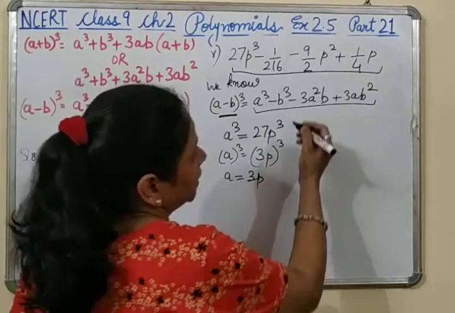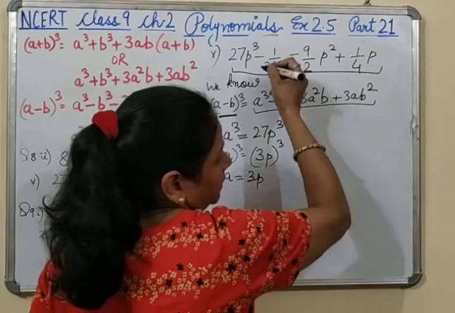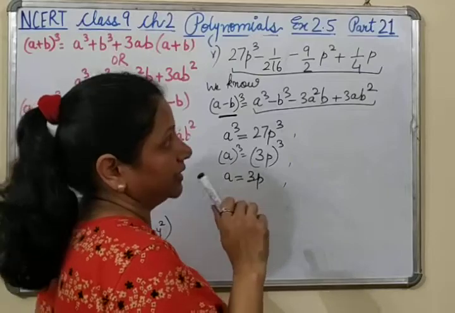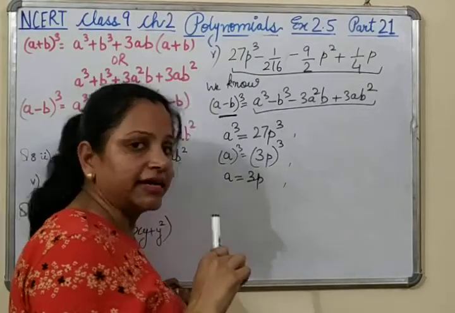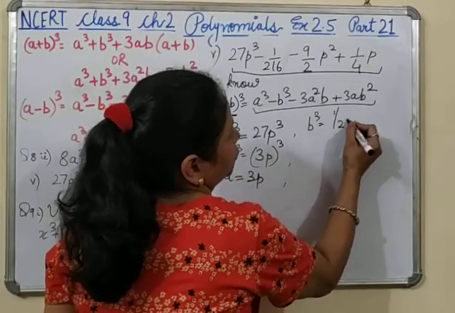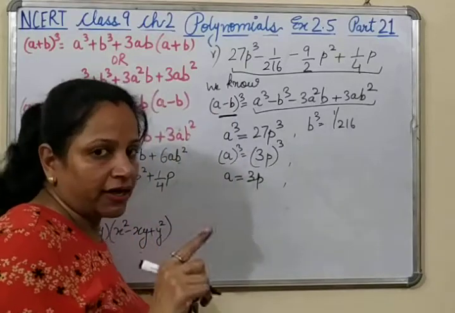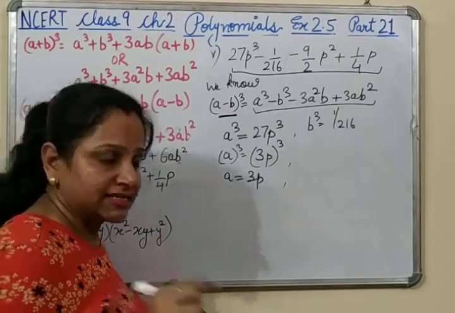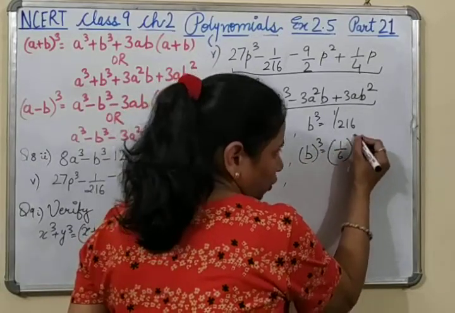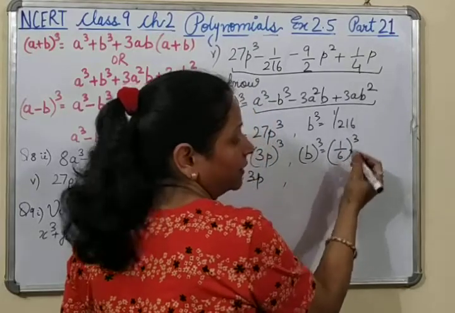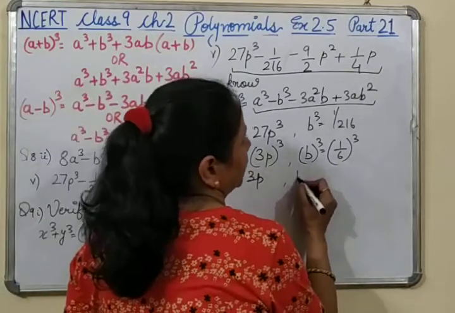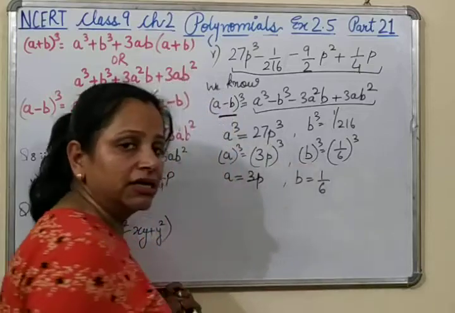Okay? Now let us compare b cube. b cube is not given here anywhere. Look carefully. It is not that it is not given; it is given, but it is given indirectly. How? b cube is 1 upon 216, because 1 also is a cube of 1 and 216 is the cube of the number 6. That means b cube is 1 upon 6, whole cube. When you multiply 1 into 1 into 1 you will get 1, and when you multiply 6 into 6 into 6 you will get 216. That means the value of b we are getting is 1 upon 6.